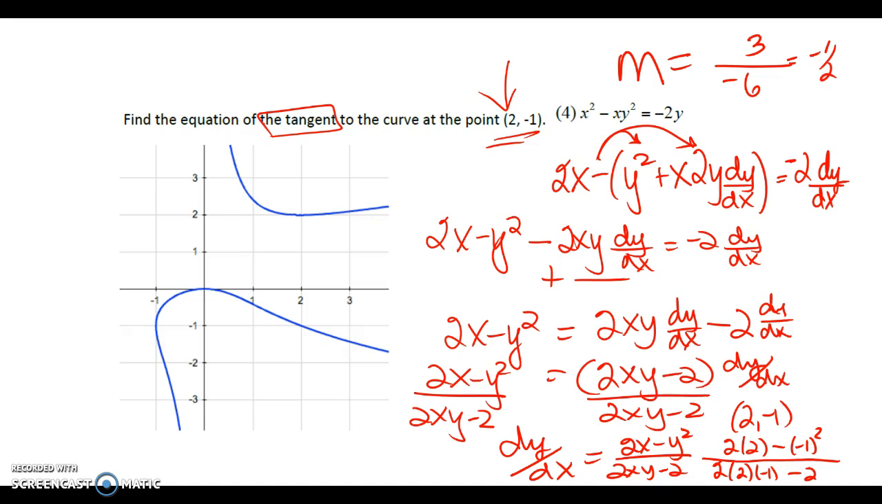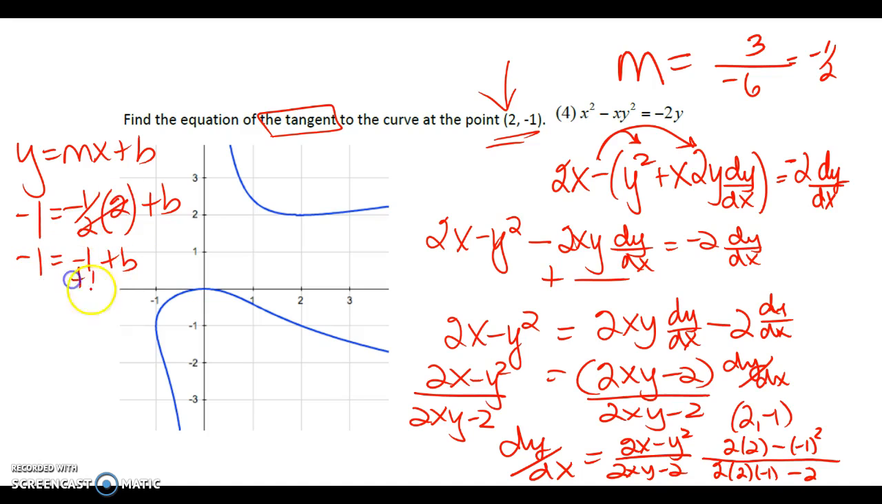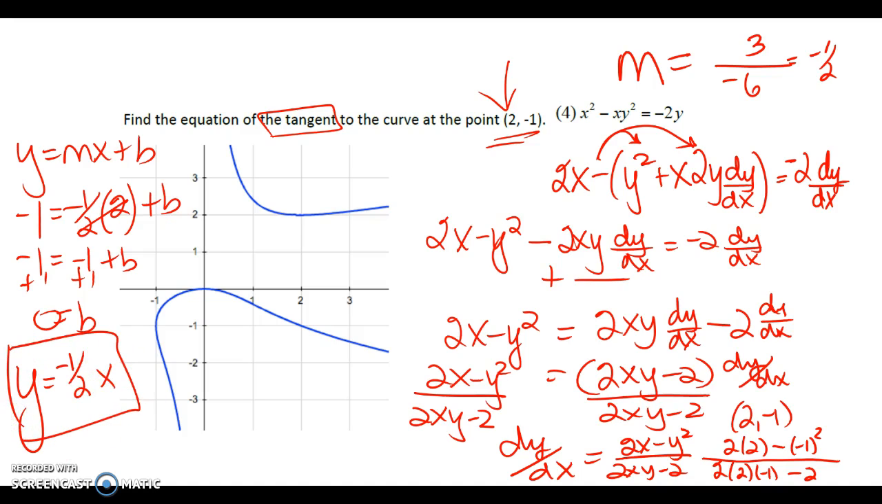So we are going to take that slope and this point. I start with y equals mx plus b. y is negative 1, the slope is negative 1/2 times the x, which is 2, plus b. Negative 1/2 times 2 is negative 1. Negative 1 equals negative 1 plus b. Add 1, b equals 0. So my equation then is y equals negative 1/2 x. Okay? Let's move on to the last thing.